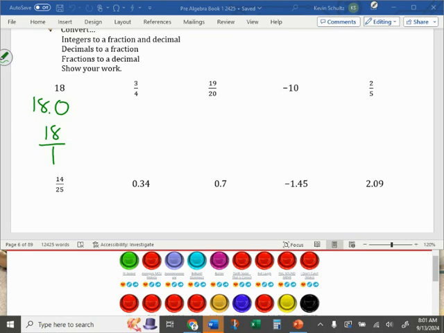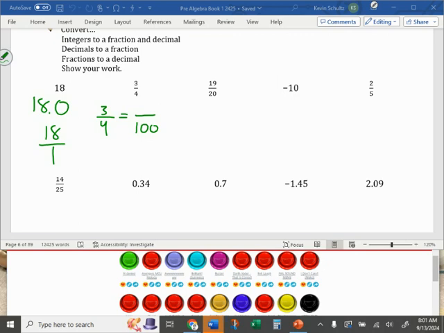Okay? 3/4, this one we only have to go to a decimal. We do have to show our work though. So this is kind of the opposite of the second example we did on the front side. We want to take this fraction and we want to write an equivalent fraction with a denominator of 100. And so now, what's that scale factor? How do we get from 4 to 100?